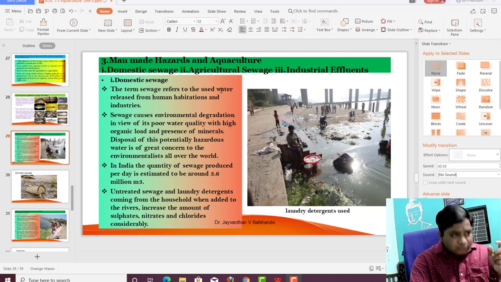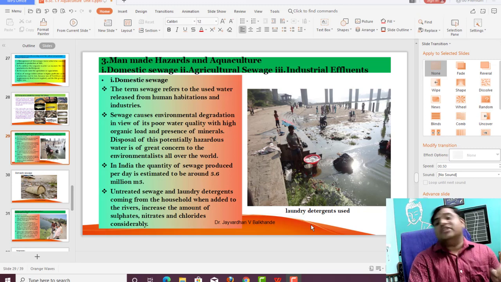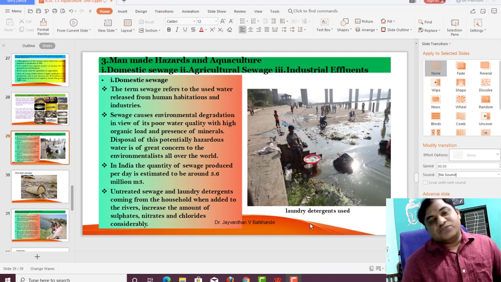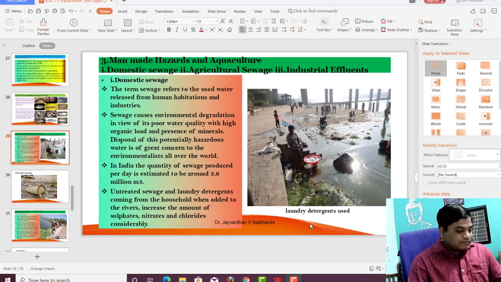In India, the quantity of sewage produced per day is estimated to be around 3.6 million cubic meters. Untreated sewage and laundry detergents coming from households, when added to the rivers, increase the amount of sulfates, nitrates and chlorides considerably. In our day-to-day life we use a number of detergents and a number of soaps.